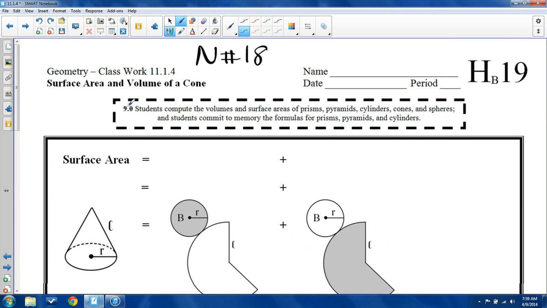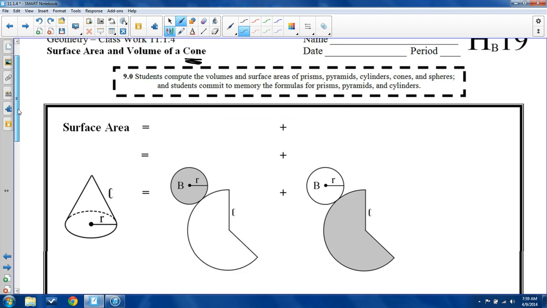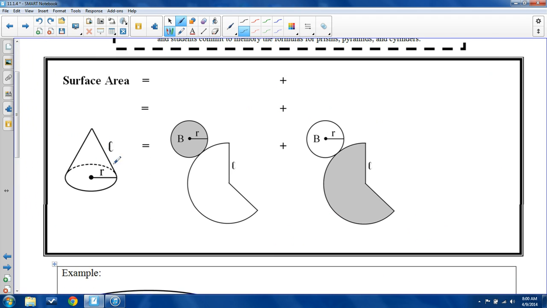Now you can actually look at these things as a whole. So this is number 18, surface area and volume of a cone. Again, you see a cone here has a slant height of L. It has a base with a radius of r. You unfold the cone, and this base sits on the outside with a radius of r.